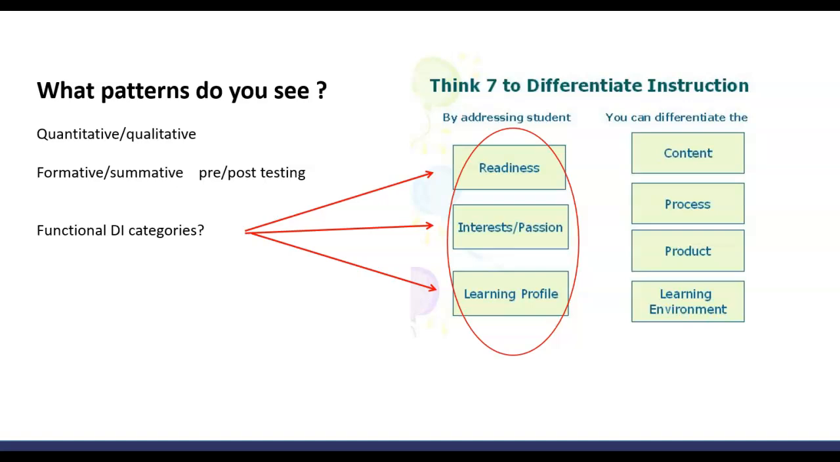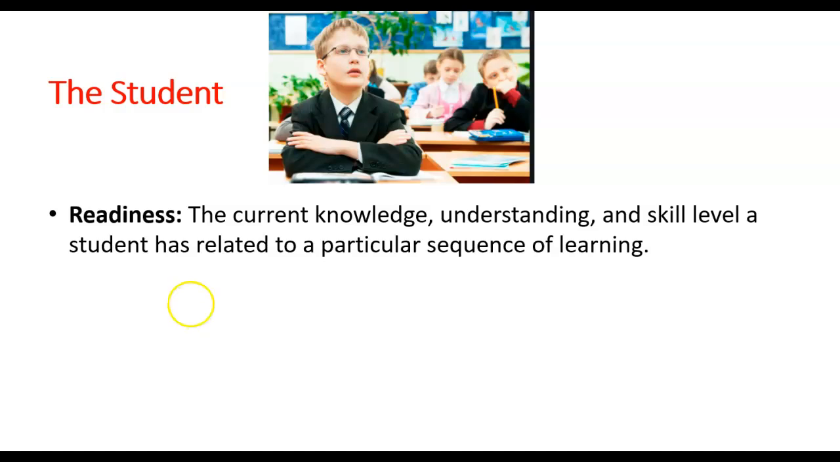From the student perspective, how's their readiness or understanding for this topic or subject? What are their interests and passions? What will hook them into the learning? And how do they learn? What style do they learn? Are they individual? Are they group work orientated? Do they like the visual? Do they like hands-on doing? That's their learning profile. So from the student side of differentiation, there are some broad categories or domains that will be useful for you. So let's have a look at those.